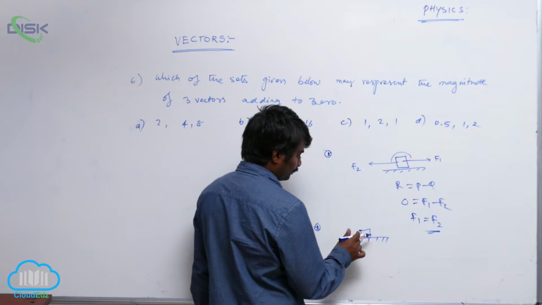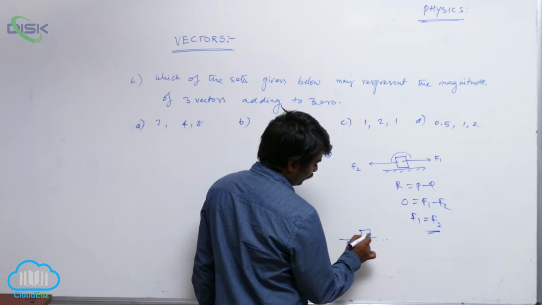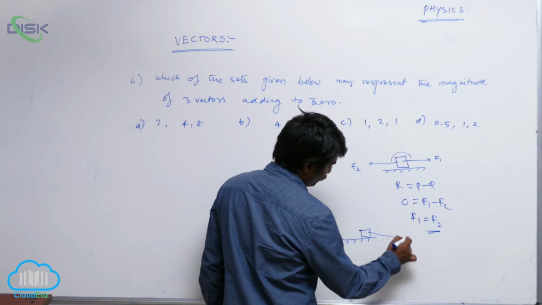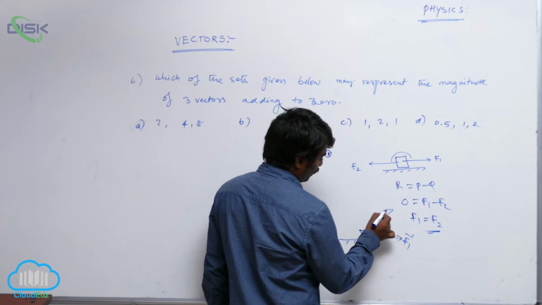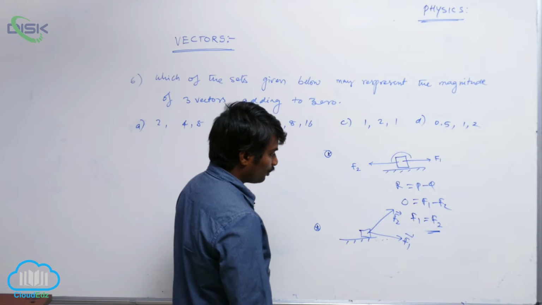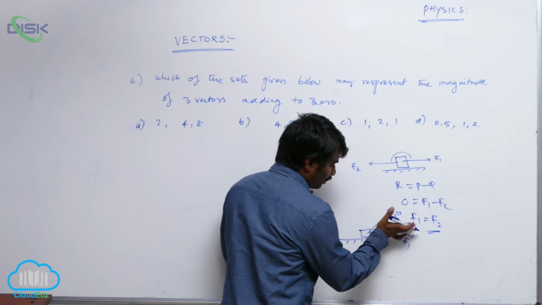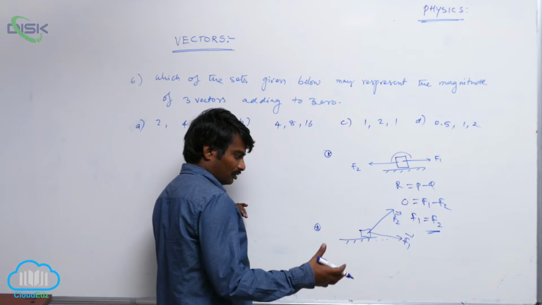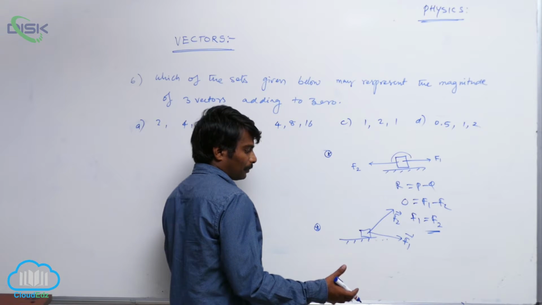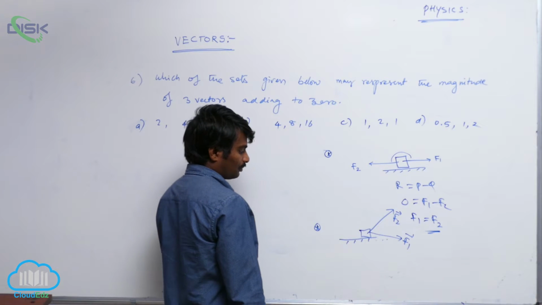Now I am applying one force in this direction, that is F1 bar. You are applying another force in this direction, F2 bar. So undoubtedly the object will try to move along the diagonal, means along the direction of the resultant vector.